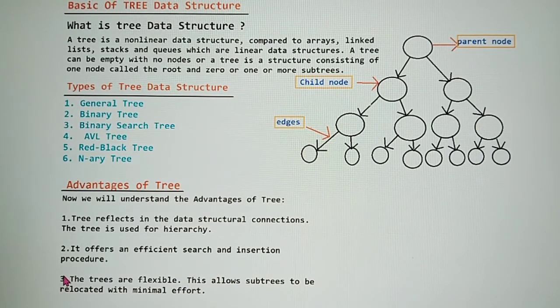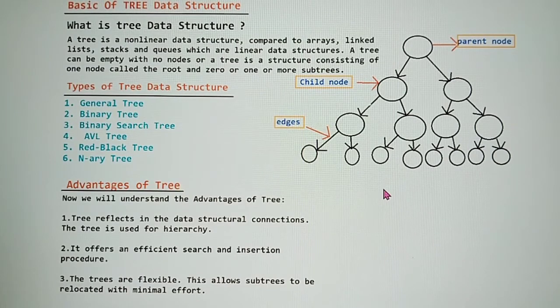I have listed three advantages here, but you can find many more by searching on Google or any search engine. The third point is that trees are flexible. This allows subtrees to be reallocated with minimum effort. So that's all of the advantages of the tree data structure.